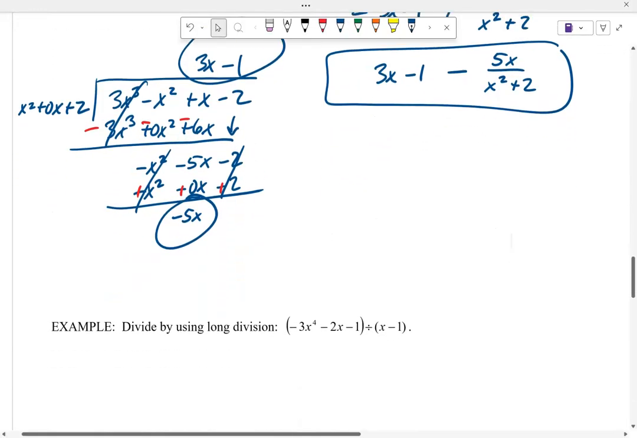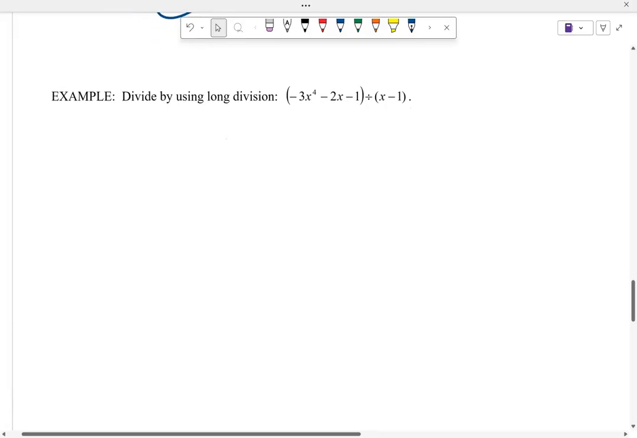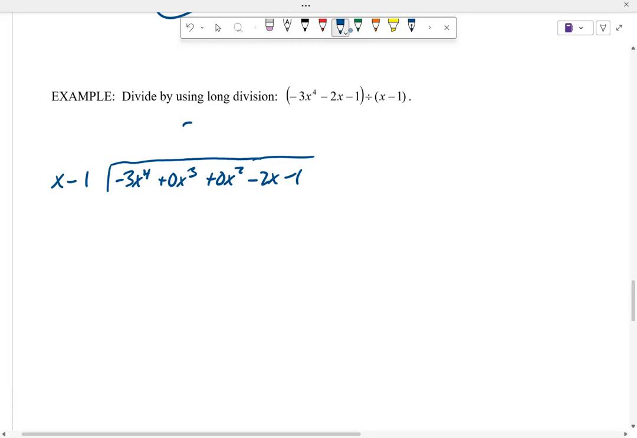All right, let's do another one here. In fact, this would be a good one to pause and make it a you-try problem. Got this negative 3x to the 4th. You got no x cubed. You got no x squared. Minus 2x minus 1 is divided by x minus 1. I'm thinking to myself, what times x gives me negative 3x to the 4th?